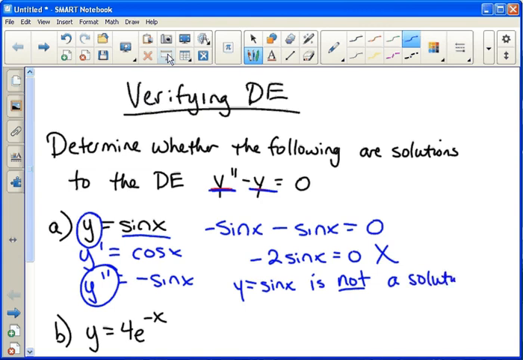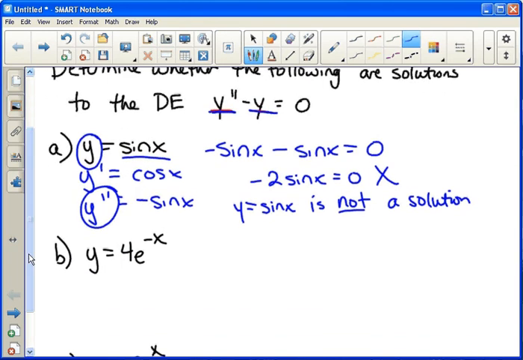Okay, so we were able to verify that this is not a solution. Now let's look at this next one. y equals 4e to the negative x. Same process, we need to find the second derivative. The derivative of 4e to the negative x would be negative 4e to the negative x. Remember, the rule for e is itself times the derivative of the exponent. So in this one we just had to multiply by negative 1, since that's the derivative of the exponent. And the second derivative will be positive 4e to the negative x, because we just multiply by negative 1 again.